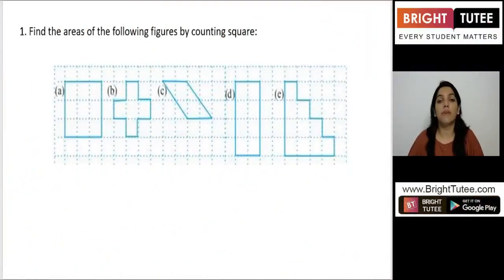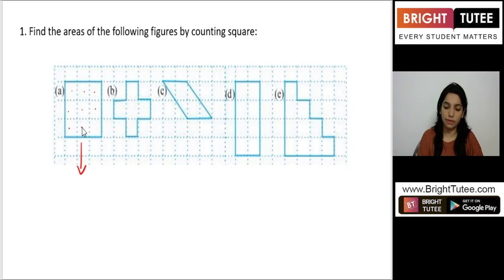So it says find the area of the following figures by counting the squares. Clearly, if you see in this image, how many squares do you have? 1, 2, 3, 4, 5, 6, 7, 8, 9. So the area is 9 square units. Simple. Let us see how many squares are in the B figure. 1, 2, 3, 4 and 5. So what is the area for this? It is 5 square units.